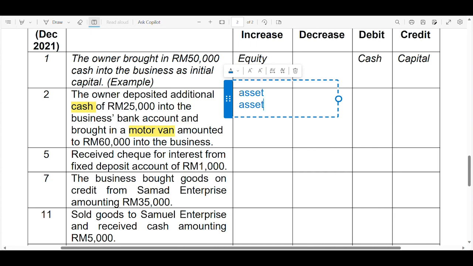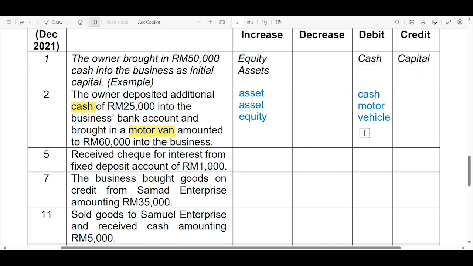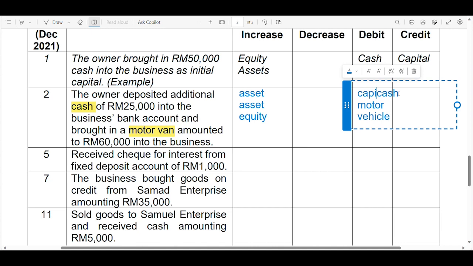So where does this asset come from? This asset comes from the owner. The owner contributed this asset into the business, right? So at the same time, we need to record the increase in the owner's equity. When there's an increase in asset, you debit the asset account. So which asset accounts to be debited? For the first one, cash account, yes. And the second one is motor vehicle. And then for the increase in equity, we credit the capital account.